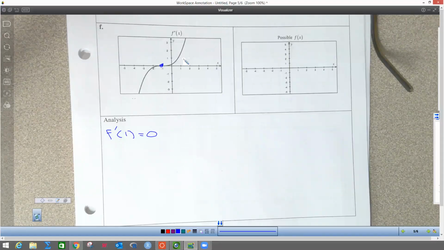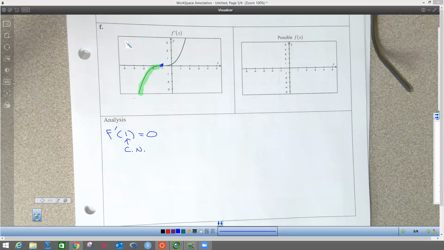So this is f prime, and what does this graph tell me? Well, f prime at 1 is 0, so that tells me 1 is a critical number. That's what that tells me. At x equals 1, that's a critical number, which means on my original graph, this could be a maximum or a minimum. It could be neither, but it is a critical number because that's where the derivative equals 0.